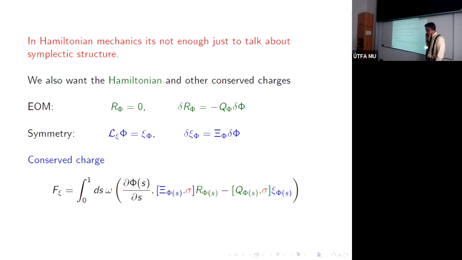I'm still trying to figure out how to present this. It's actually quite a beautiful formula, but I'm trying to figure out how to present it in a digestible way. But this is one version. You have this inner product of these two objects, and the critical thing is this object here, which is given by some combination of the equations of motion and the operator which is generating the symmetry transformation.